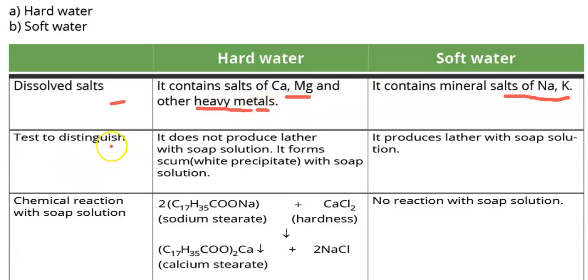Salts of light metals do not make water hard, while salts of heavy metals make water hard. Then how can we distinguish whether it is hard water or soft water? If it is hard water, it will not produce lather with soap solution easily. Rather, it will form a white precipitate which is scum. Soft water easily produces lather with soap. And this is again the chemical reaction of soap solution. When we react soap with hard water, it forms scum, which is actually a salt of a heavy metal, plus NaCl. If you react soap with soft water, it easily forms lather, so no such reaction takes place.